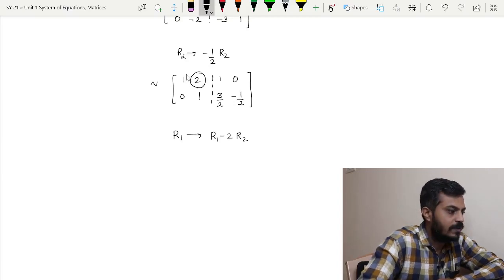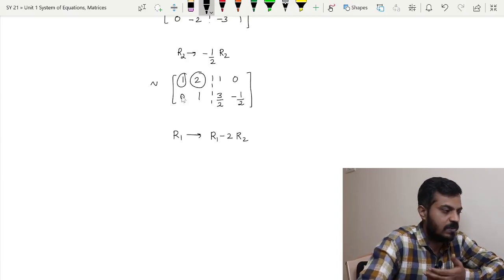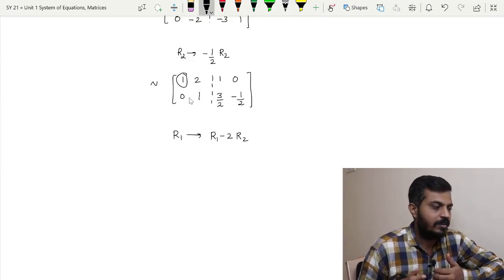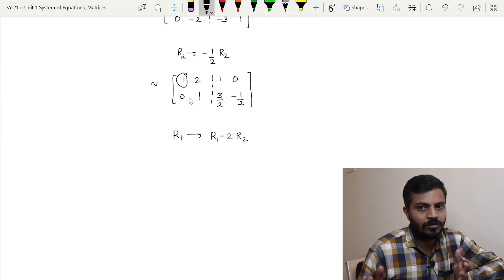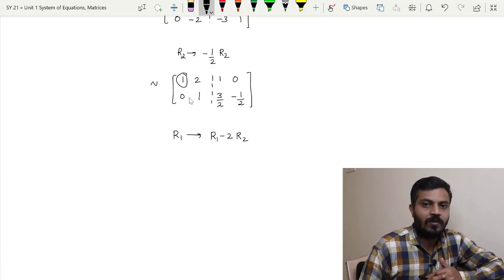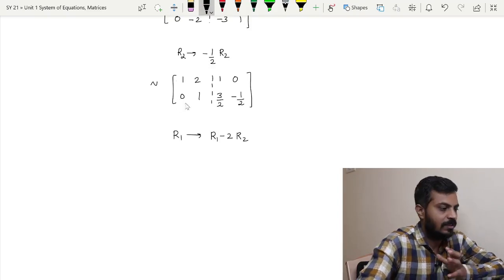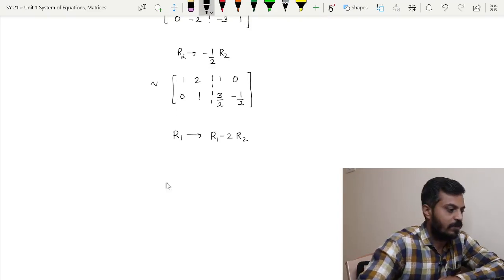0, and note that this entry will be unchanged, meaning it will be 1 only, and that is the important thing to note. Whatever operation you are performing, this entry should not convert to, let us say, 2, 3 or 4 or half, anything, because we want that entry to be 1, because in the identity matrix the diagonal entries are always 1.